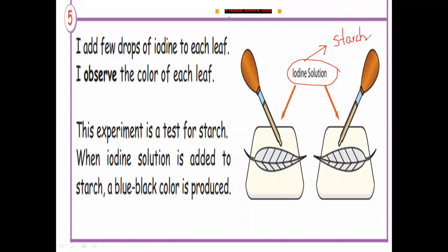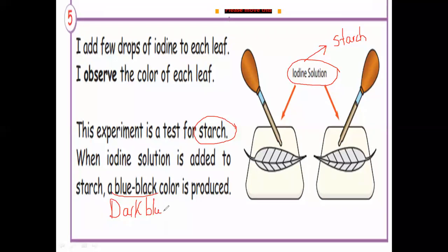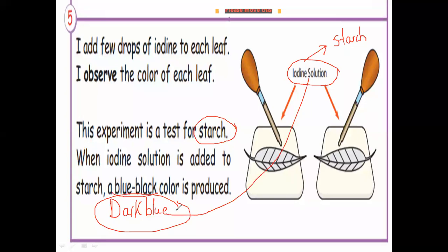So we add a few drops of iodine to each leaf and we observe the color of each leaf. This experiment, as I said, is done to test for the presence of starch. So we add iodine solution to starch, and we have a blue-black color, and sometimes we say it's dark blue. Blue-black or dark blue, it's the same. I prefer to use dark blue. So whenever we do the iodine test and it gives dark blue, this means that we have starch.